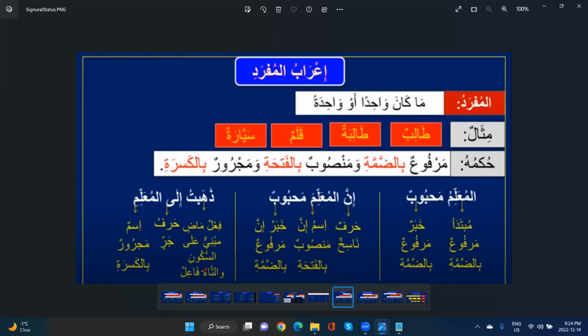Now, innal muallima mahbubun. Indeed, the teacher is favorite, or the teacher is beloved. Now, inna is what? Harfu inna, right? So is harfu inna going to make ismu inna and khabru inna? Yes. And we know that ismu inna is nasab and khabru inna is marfu. Okay. Now this is where your test is.